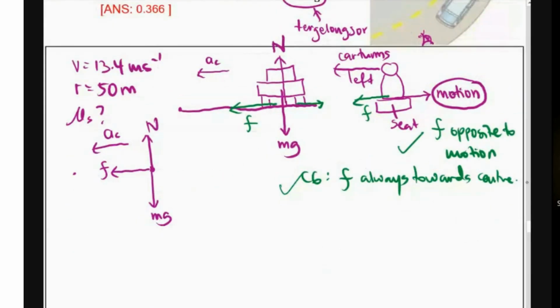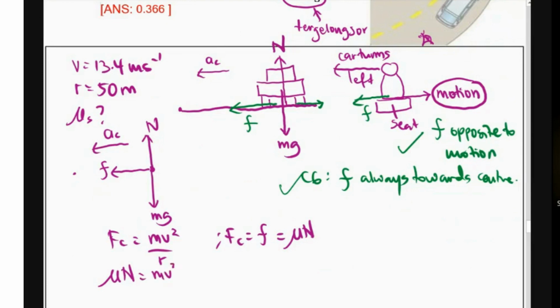So you know the concept. The centripetal force is mv squared divided by r. So now Fc, the centripetal force, is the friction force, because only friction is parallel with the centripetal acceleration. So therefore, Fc is equal to friction. And since the friction is mu N, Fc is mu N.